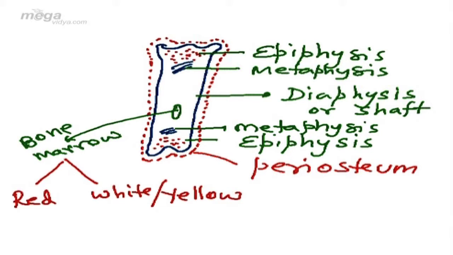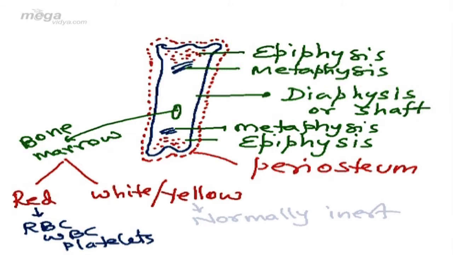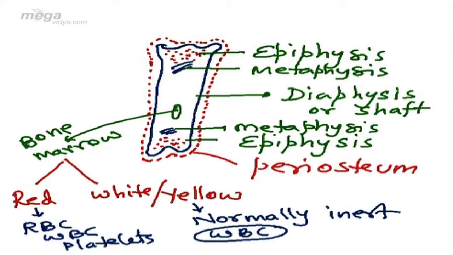Bone marrows are of two types, red bone marrow and yellow bone marrow. Red bone marrow forms the blood cells, as you know, RBC, WBC and platelets, whereas the yellow bone marrow is normally inert. It does not have any function, but during emergency, it can form WBCs.